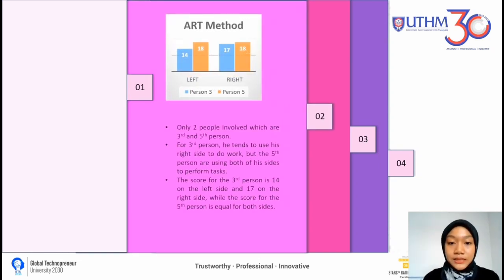The ART method is only for 2 people, which are the 3rd and 5th person. The 3rd person tends to use his right side to do work, but the 5th person is using both of his sides to perform tasks. The score for the 3rd person is 14 on the left side and 17 on the right side.